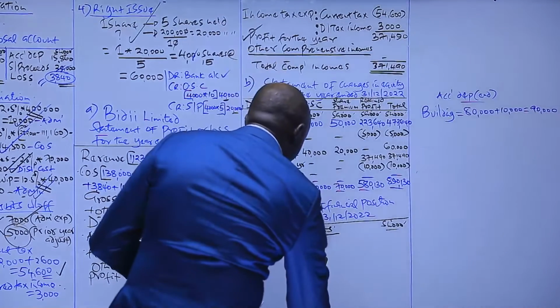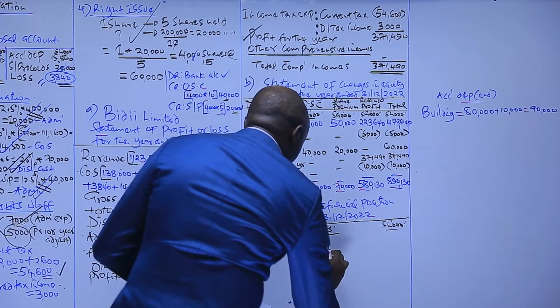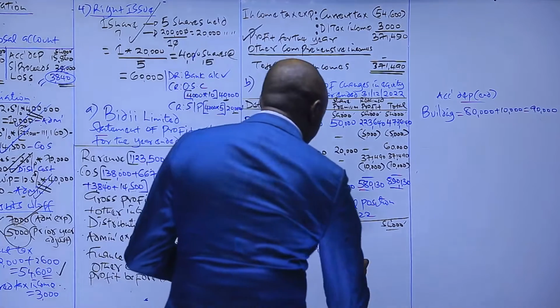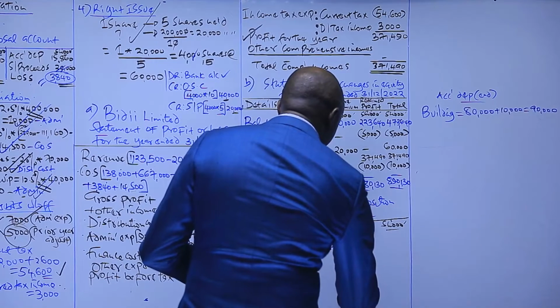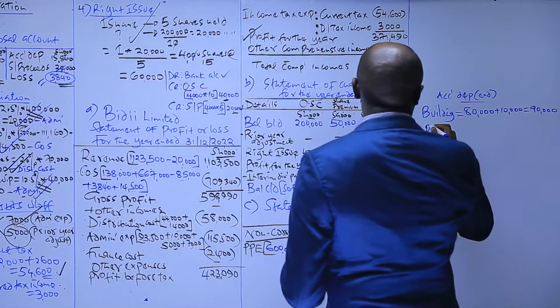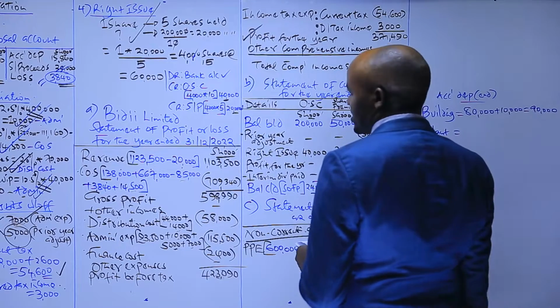So let's start now from the cost. Then to this, we add plant. Plant, that is, the cost is 280. And then what will be the accumulated depreciation of plant at the end of the year?